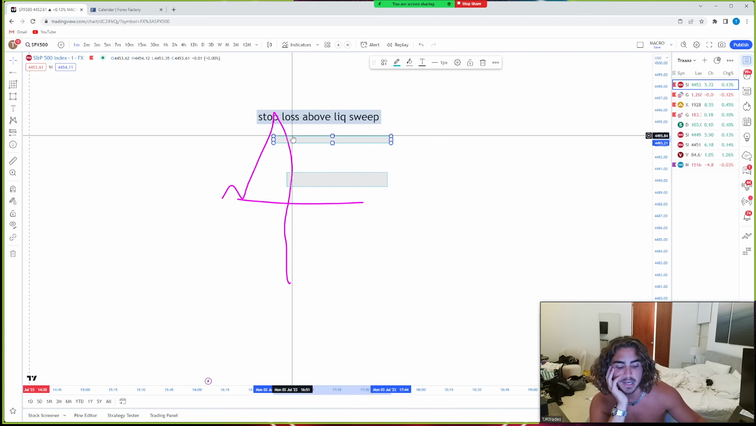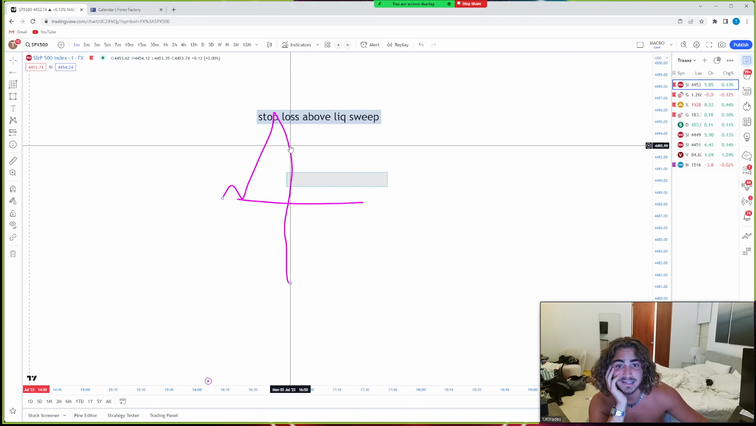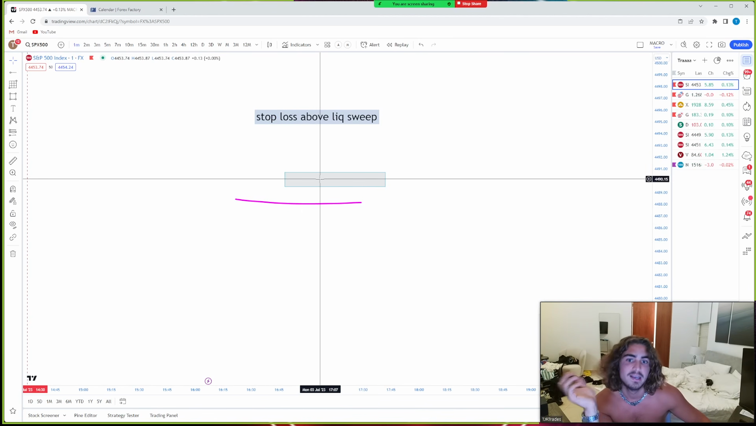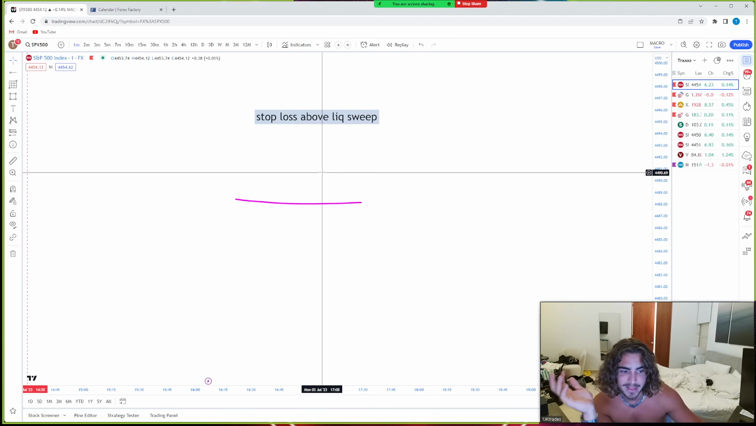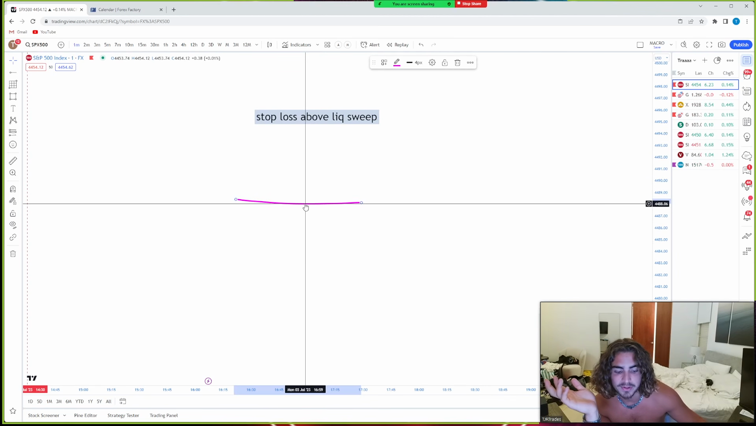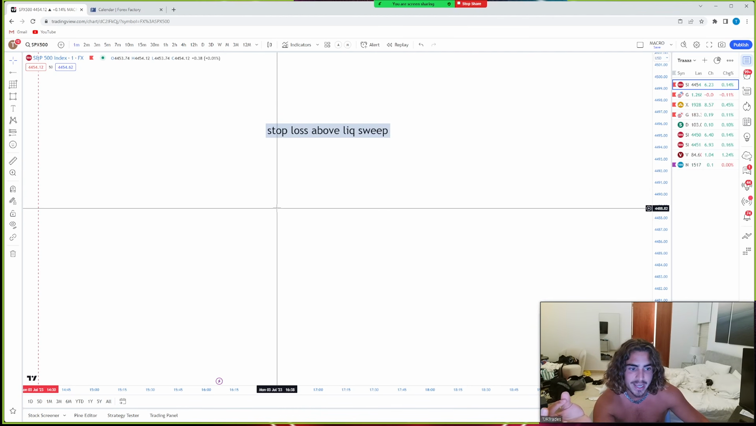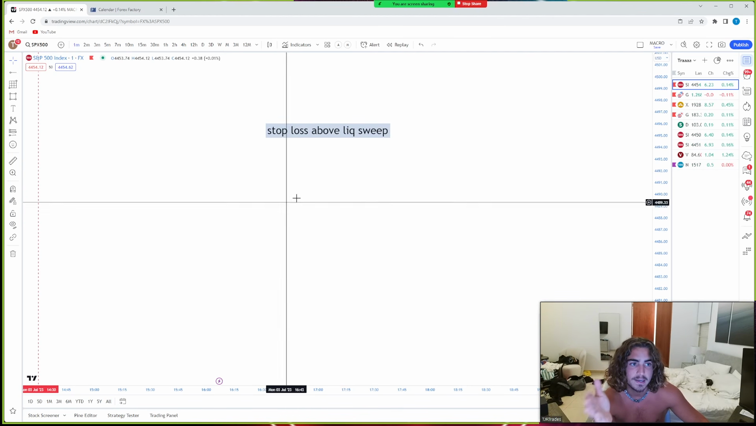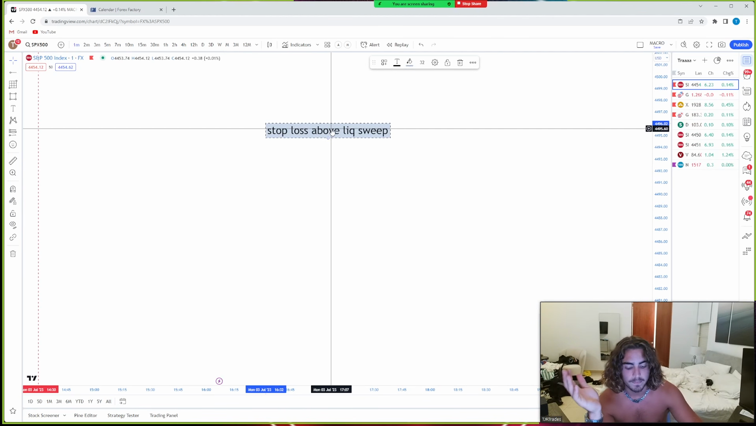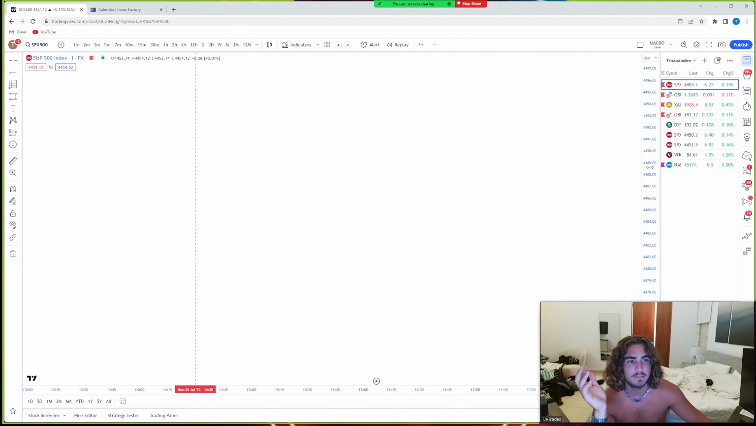Right? But the reason why I don't necessarily like doing that is because the invalidation point is above the liquidity sweep. So price could still technically move up and take you out of the trade and still go within our bias. Okay, so that's the easiest thing to do. Just put it, boom, below or above the liquidity sweep.